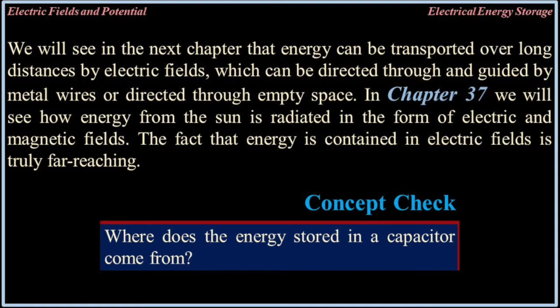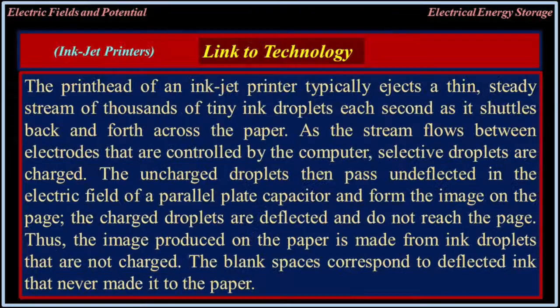We will see in the next chapter that energy can be transported over long distances by electric fields, which can be directed through and guided by metal wires or directed through empty space. In chapter 37, we will see how energy from the sun is radiated in the form of electric and magnetic fields. The fact that energy is contained in electric fields is truly far-reaching. Concept check. Where does energy stored in a capacitor come from?